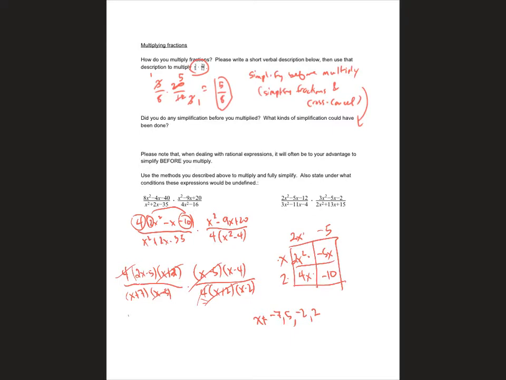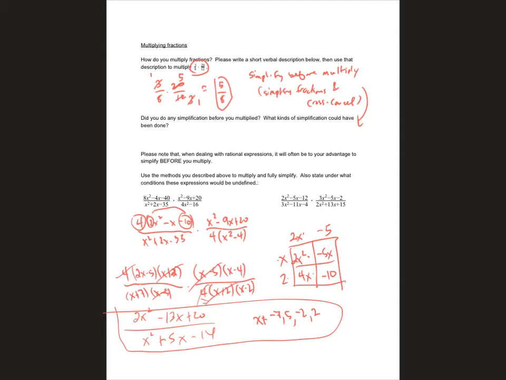So now I'm going to go ahead and multiply that out because you would have a quadratic on top and bottom of each of these, right? So that would be 2x squared minus 13x plus 20 over x squared plus 5x minus 14. And that would be fully simplified. I'll do the second problem in a different video, so the video is not so long.